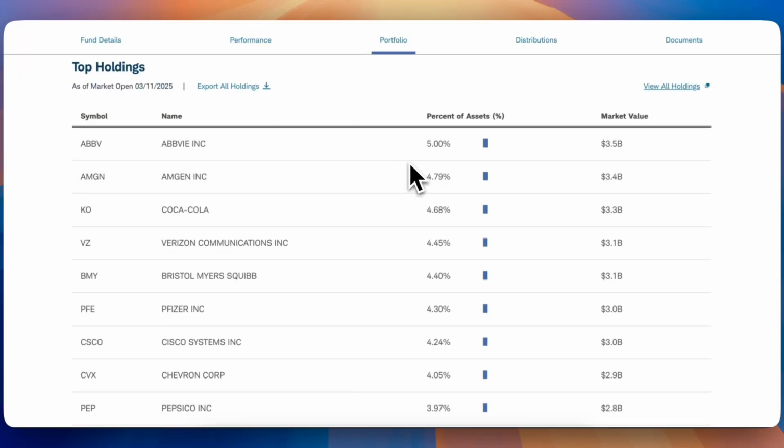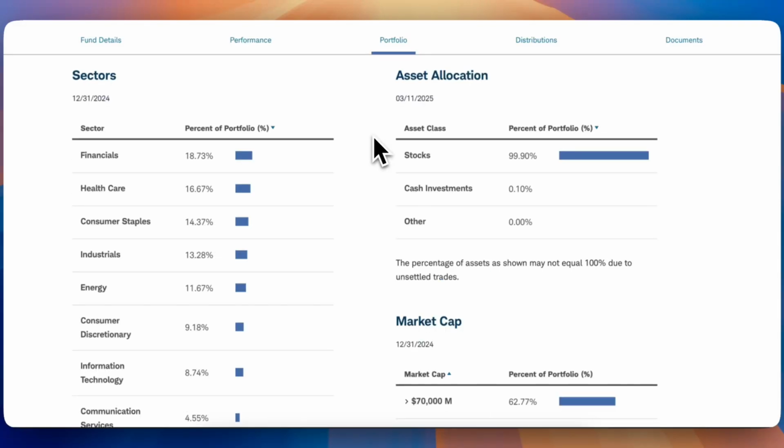Now let's go over the top holdings in SCHD. We can see we have stocks in companies such as AbbVie, Amgen, Coca-Cola, Verizon Communications, Bristol Myers Squibb, Pfizer, Cisco, and Chevron. If we break down the ETF by sector, we can see financials makes up the majority of the ETF, and this includes companies such as JP Morgan Chase and BlackRock.